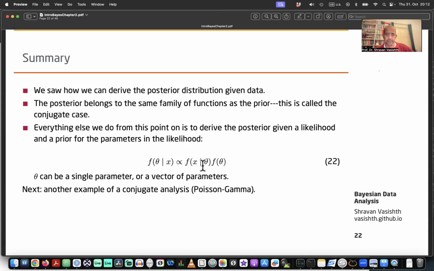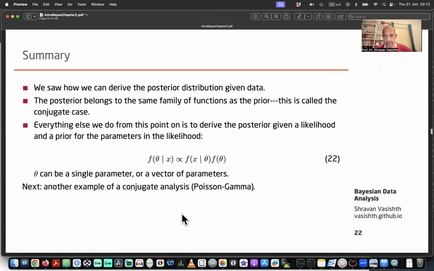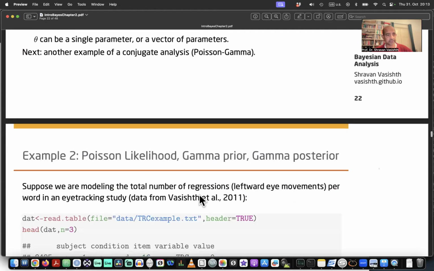Now, in this simple example and the next example that I'll show you, we are only talking about a single parameter in the model. But later on, we will work with models with dozens or maybe hundreds of parameters, right? But the equation is not going to change. Instead of theta being a single parameter, it's going to be a vector of parameters. So let's turn to the second example, which looks somewhat more complex, but it's actually just as easy as the beta binomial. This is the Poisson gamma case.